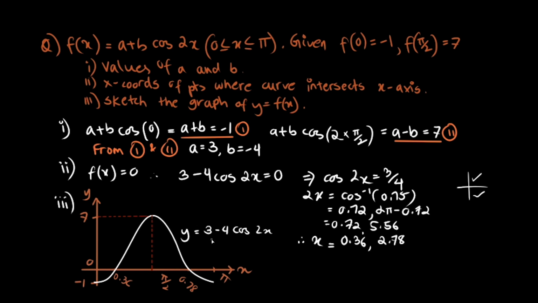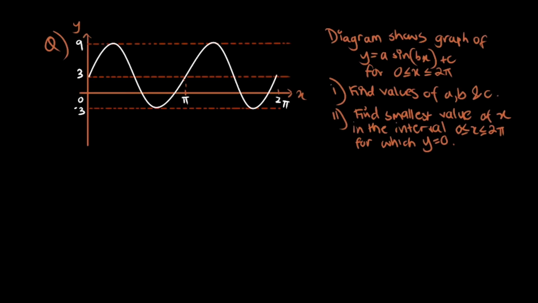This can be done in one step, since we know the general shape of the curve and the values are given for 0 and pi by 2. It's flipped horizontally and crosses the x-axis at 0.36 and 2.78. So far, we've only seen how to sketch graphs. Now we'll take a look at how to interpret them.